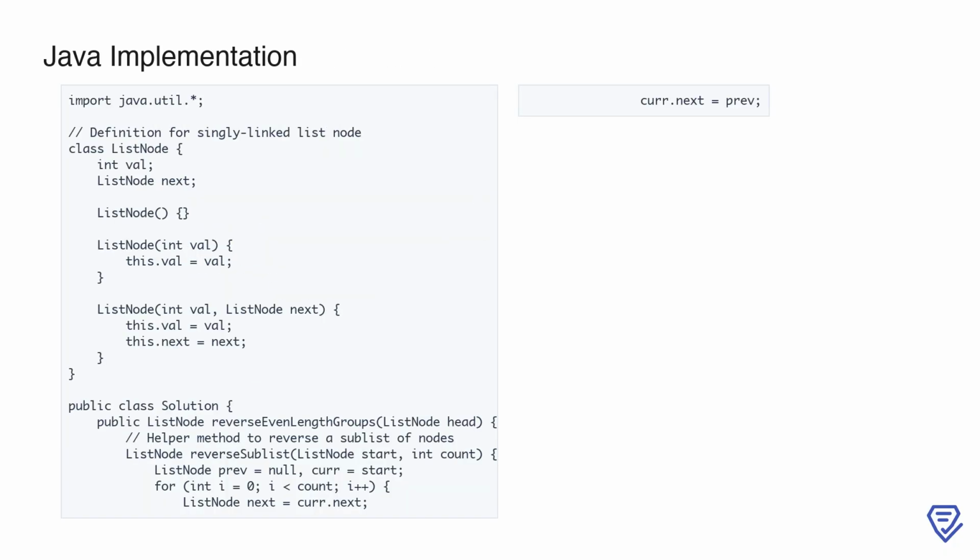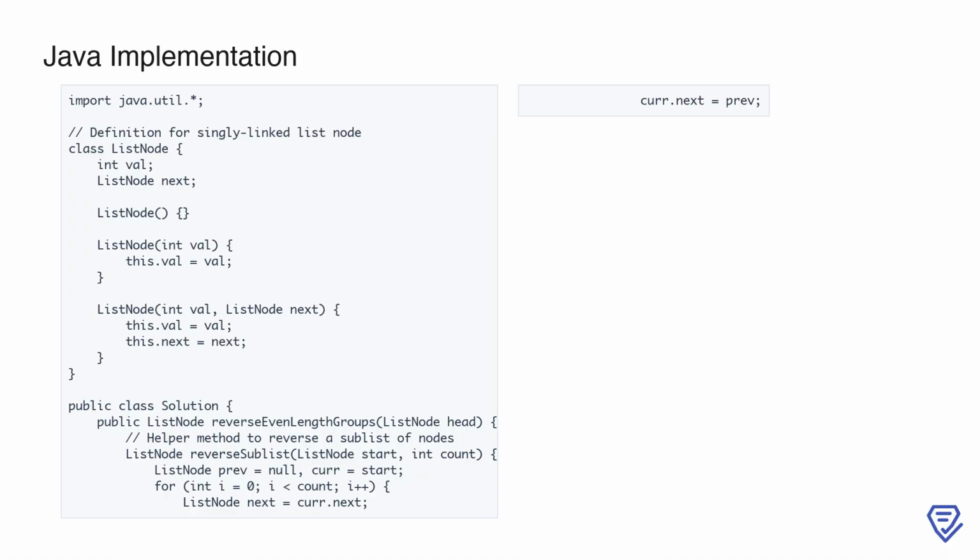Here, we start by defining the structure of a singly linked list node using the ListNode class. This class includes constructors to initialize nodes with or without values, as well as an optional reference to the next node. Next, we define the solution class, where our main method, reverse even length groups, is implemented. Inside this method, we first include a helper function called reverse_sublist. This function is designed to reverse a specific portion of the linked list. It takes the starting node and the count of nodes to reverse as input.